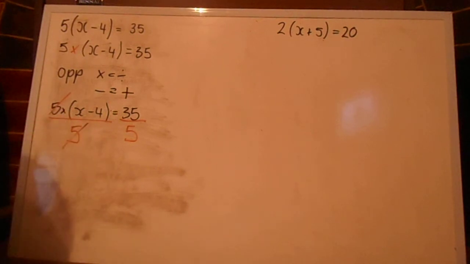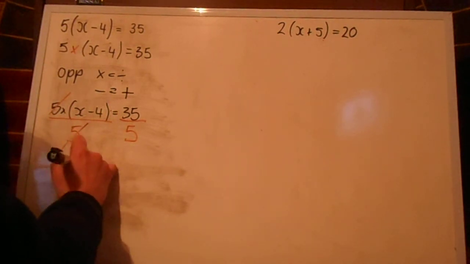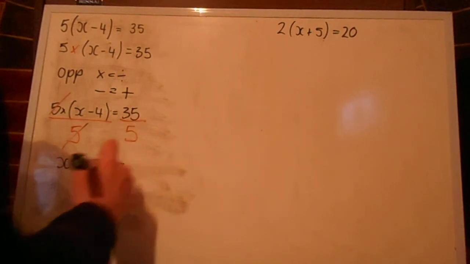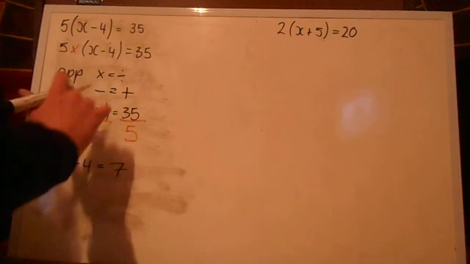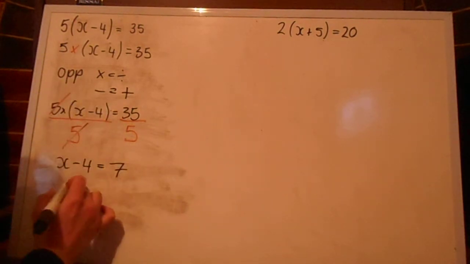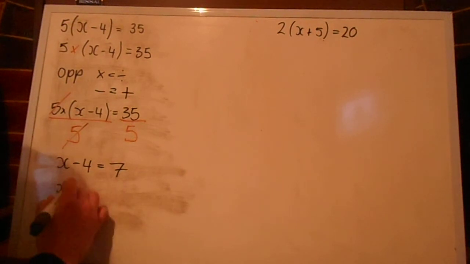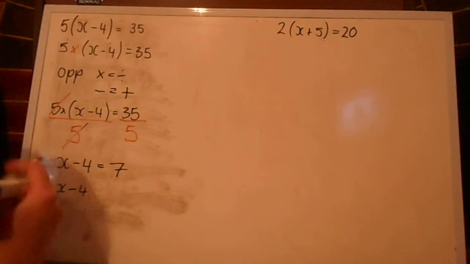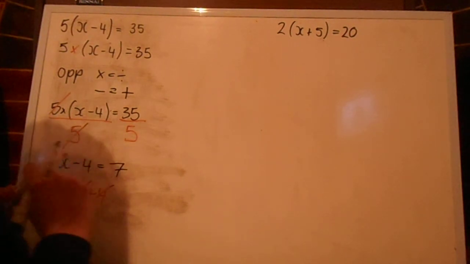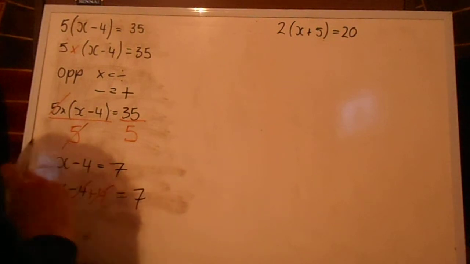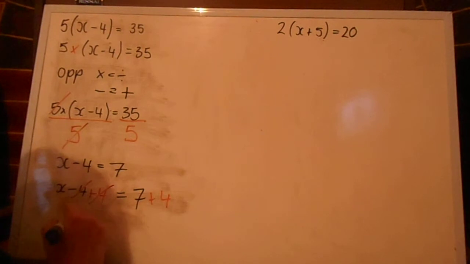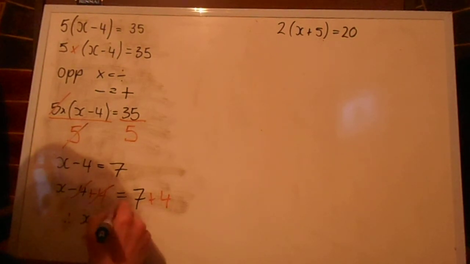These 5s are going to cancel out. That'll leave us with x take 4 on the left hand side, and 35 divided by 5 is going to give us 7. Alright, now we've set up here again that the opposite of take is going to be plus. So what I'm going to do here is write down our x, take away 4, and then add 4 to both sides so that these will just cancel out. Give us 7 plus 4, and then we're going to be literally left with x equals 11.